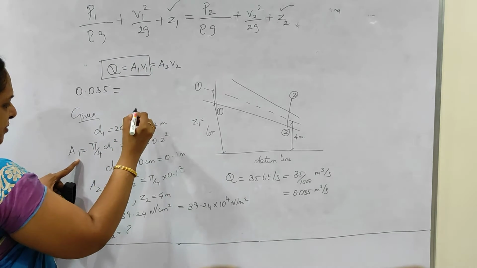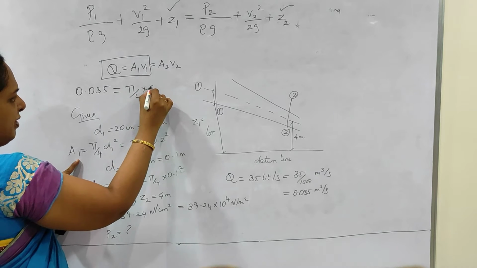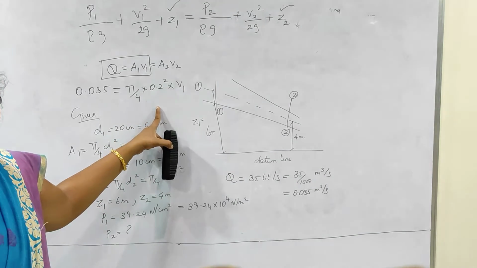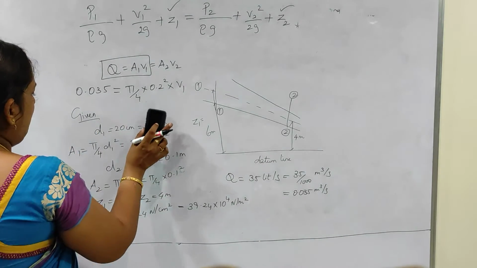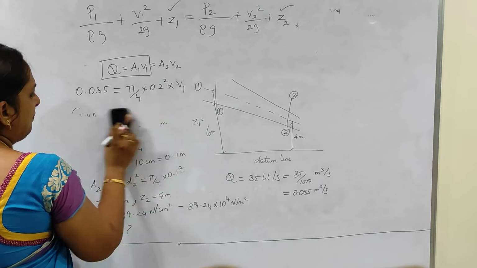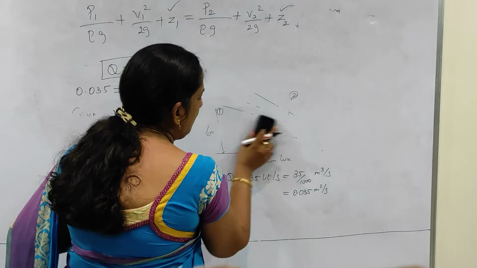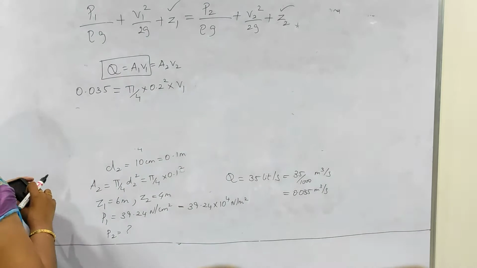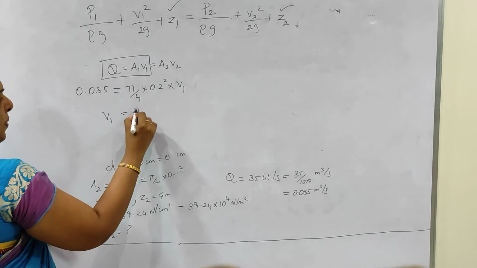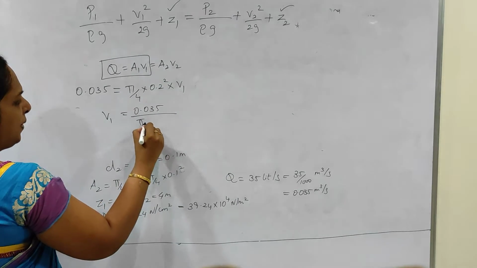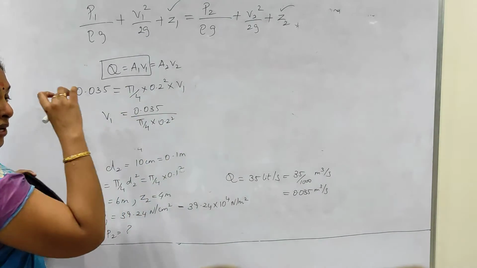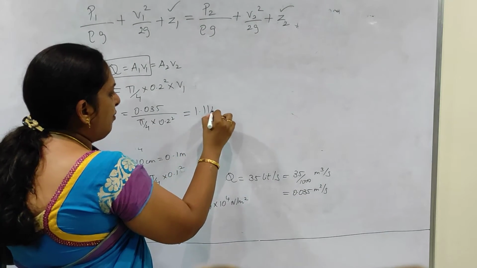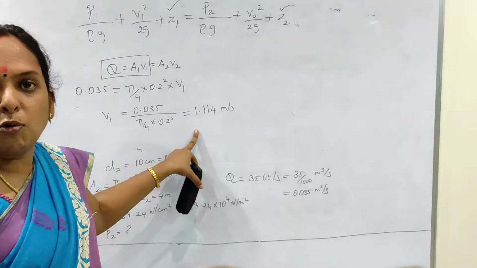Okay, so area A1 is pi by 4 into D1 square, that is 0.2 square, into V1. So what is my unknown here? Only the velocity V1. Now we rearrange it and we will be able to get the velocity. The equation is the same, only I am going to substitute here. So what is V1? Obviously it is 0.035 divided by pi by 4 into 0.2 square. So what is my value? It is coming V1 as 1.114 meter per second. So I have got my V1.